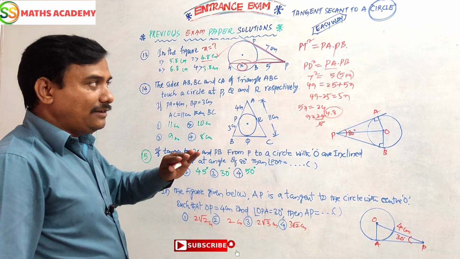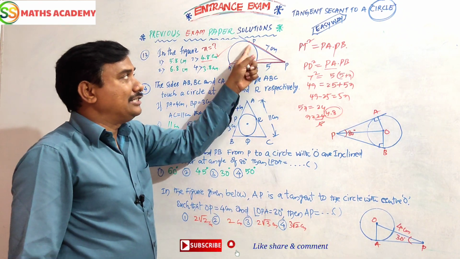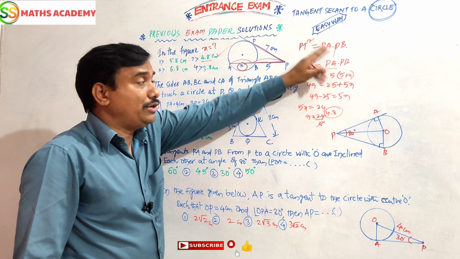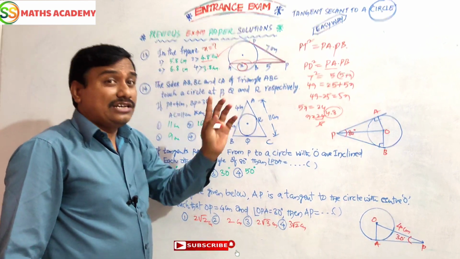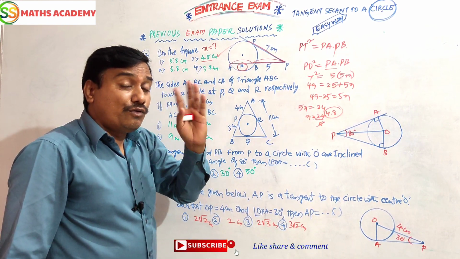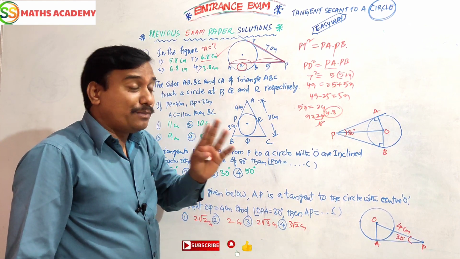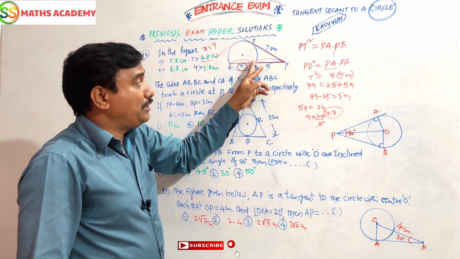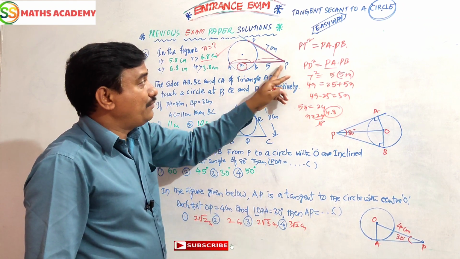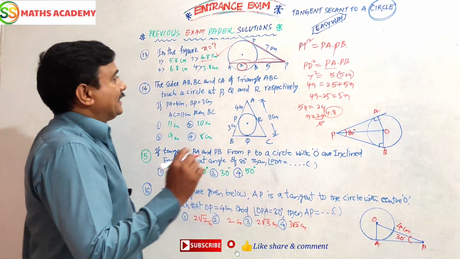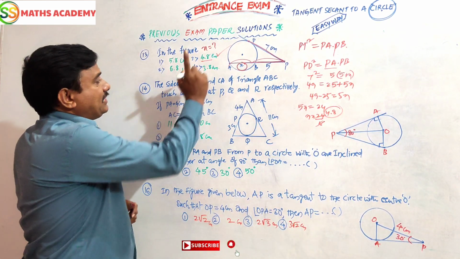That's it. Clear? What am I using now? PD square equals PB into PA. Children, PD square equals PA into PB. This kind of question I have seen come 4 times in the exam. Remember, PD square equals PB into PA, 7 square equals 5 into 5 plus x. Remember, okay? Now the answer will be 4.8 centimeter.